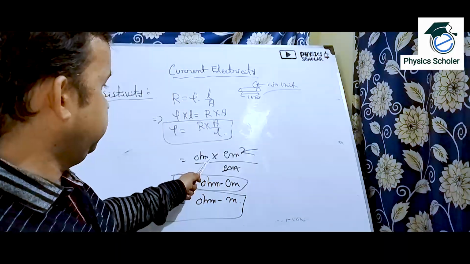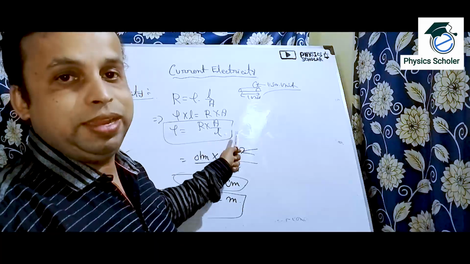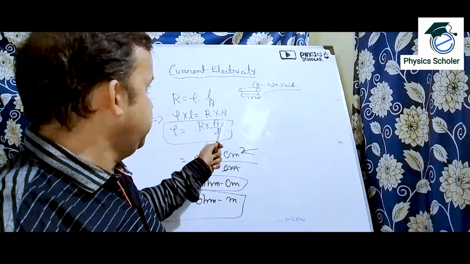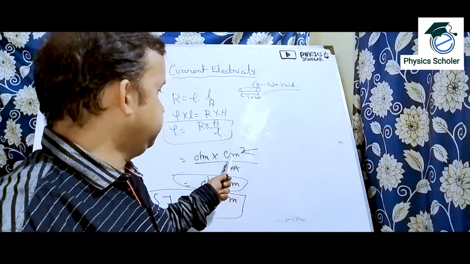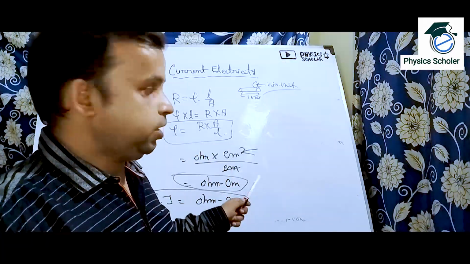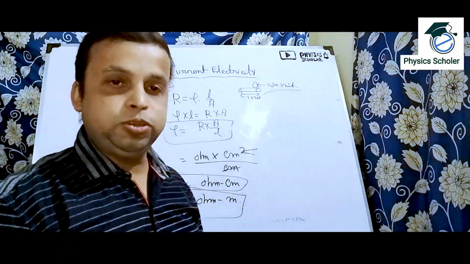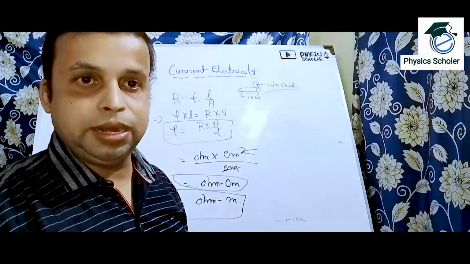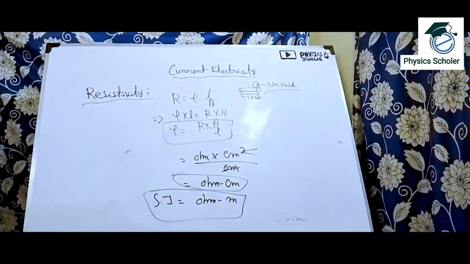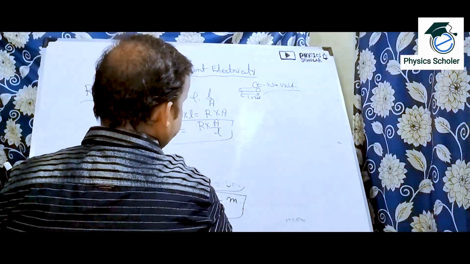How can we get the unit? Rho is equal to R into A by L. R is the resistance, and the unit of resistance is ohm. The cross-sectional area is centimeter square in the CGS system and the length is centimeter, so it will be only ohm centimeter. Clear? In the SI system, it will be meter square divided by meter, that means only meter will be there. So ohm meter. Very easy. This is the resistivity and the unit of resistivity.